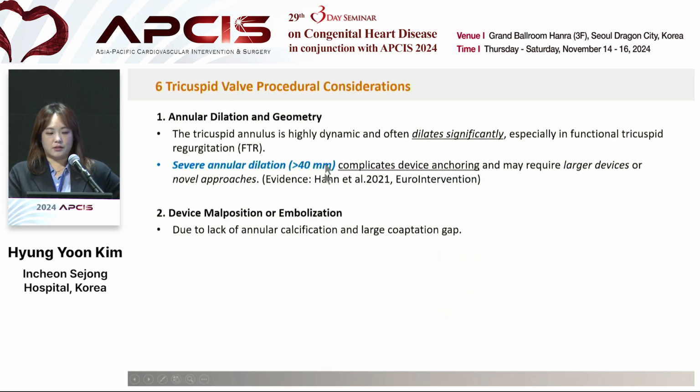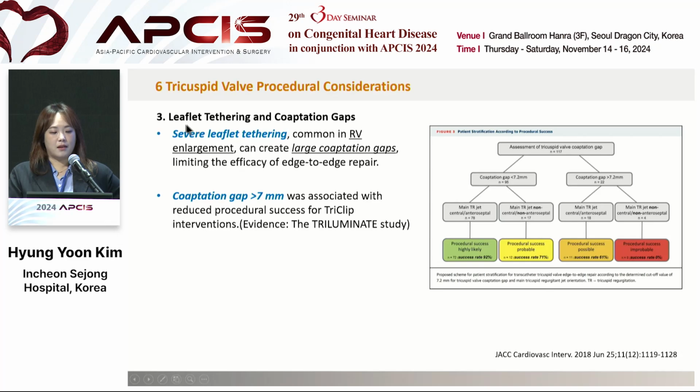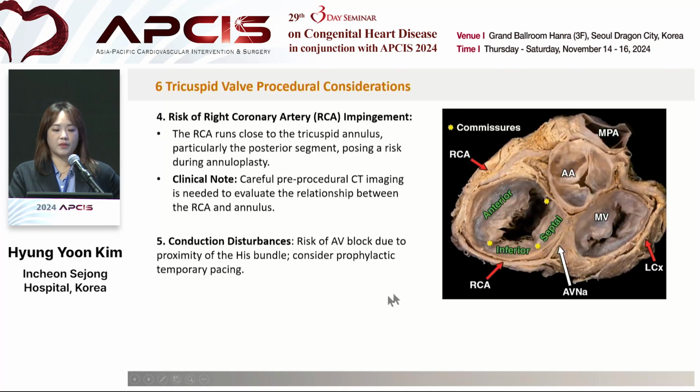So there are 6 procedural considerations. The first one is annular dilatation, more than 40 millimeter, and the second one is device malposition. If the valve has less annular calcification, malposition and embolization can occur. And the third one is leaflet tethering and coaptation gap. Severe leaflet tethering and coaptation gap greater than 7 millimeter is associated with a poor outcome.